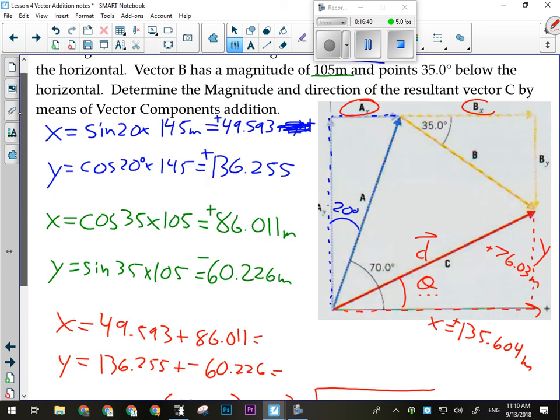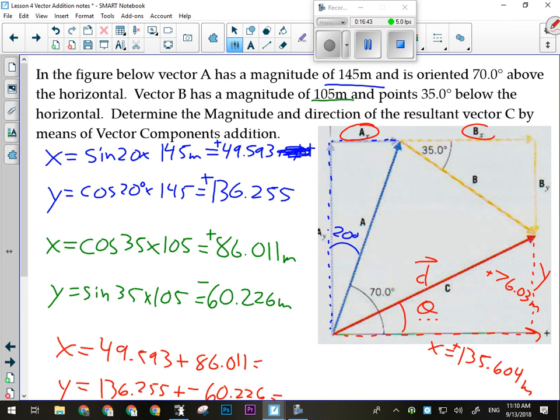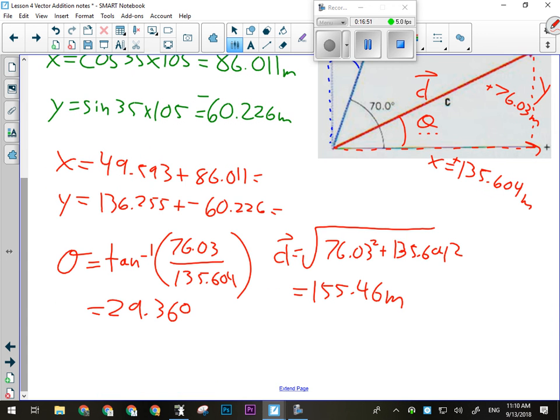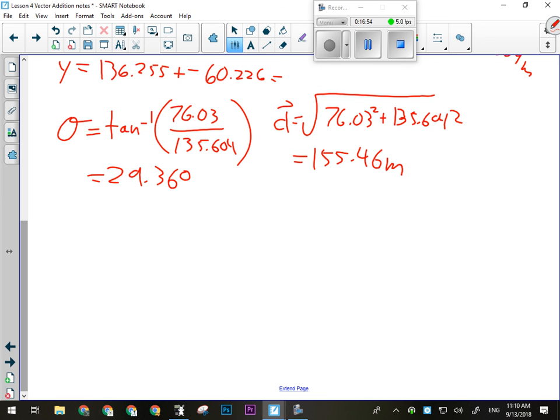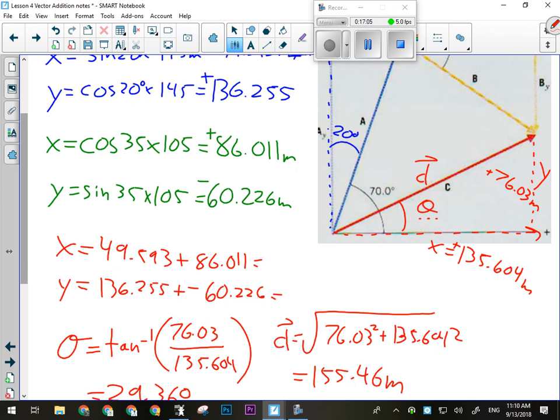Now I need to look back here, and how many significant figures do I have for this question? 3. Every single number I was given has 3 significant figures. So I'm going to put these two into that format first. That'll be 155 meters at 29.4 degrees. And now what do I need to determine about that 29.4? I need to give it a direction, right? What they told me was above the horizontal or from the horizontal. That's what they gave me in the question.